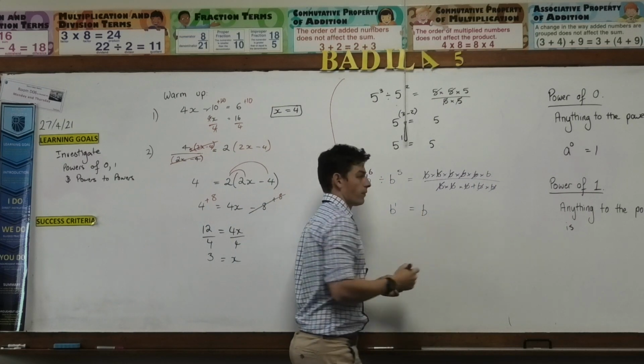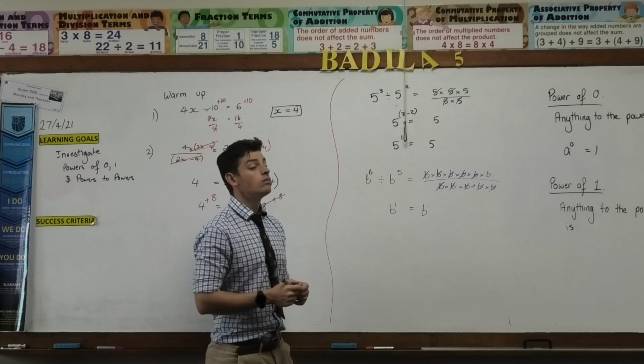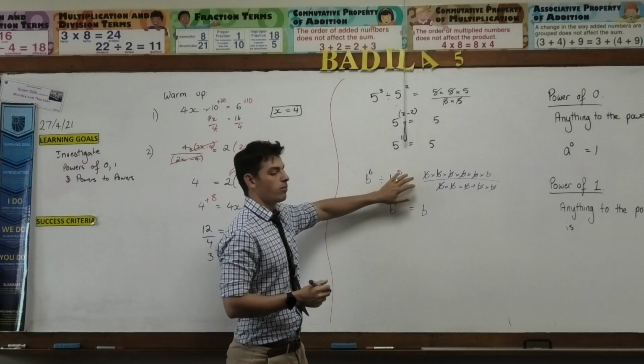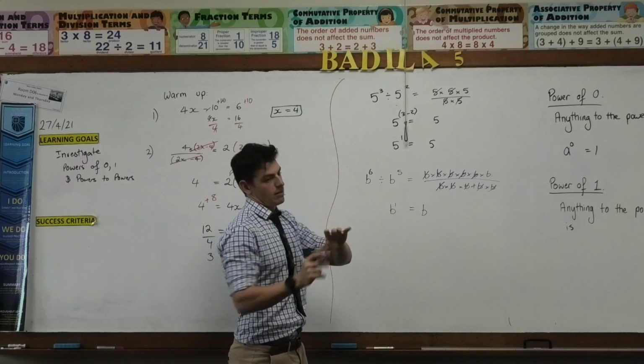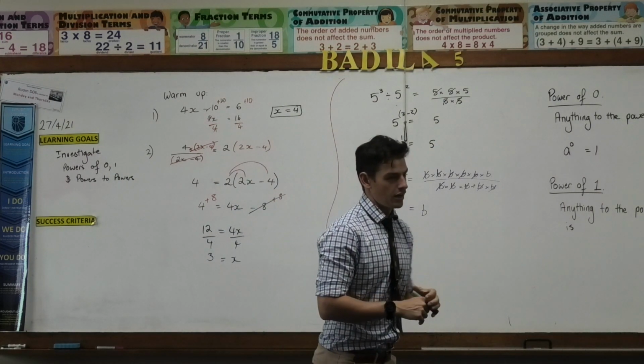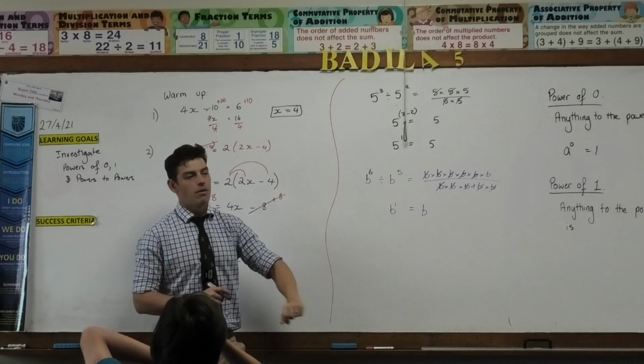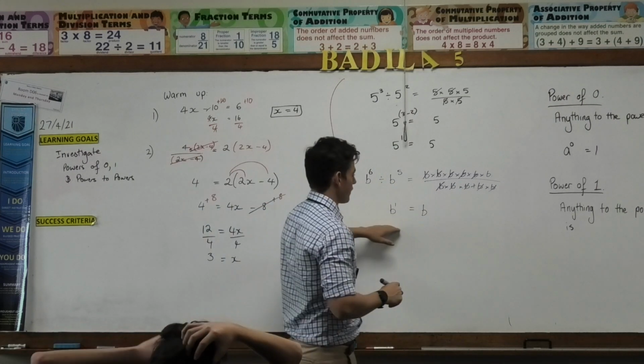What if it's an odd number on the second bit, on the bottom? Would it be B to the power of negative? We're going to deal with negatives later. Not today, tomorrow. Good thought though. That's how I will introduce it when I do it, but we're not going to do that today.